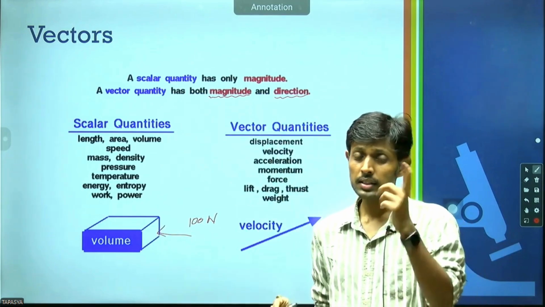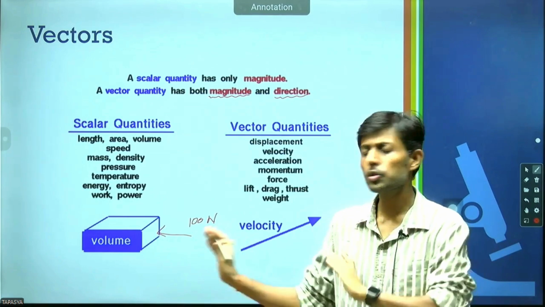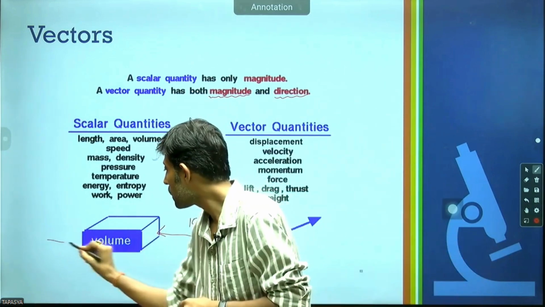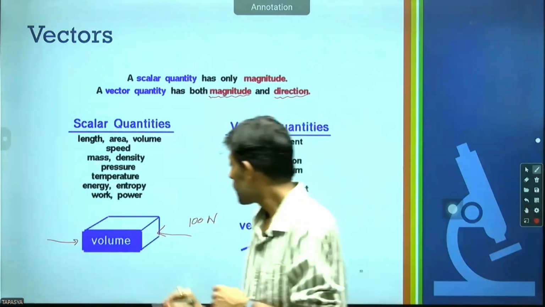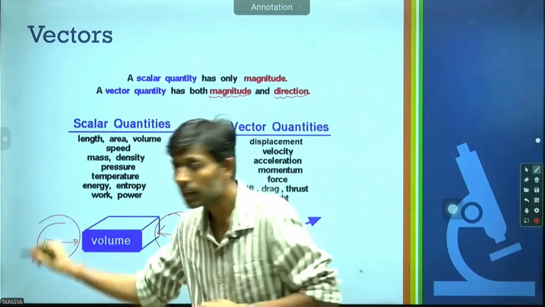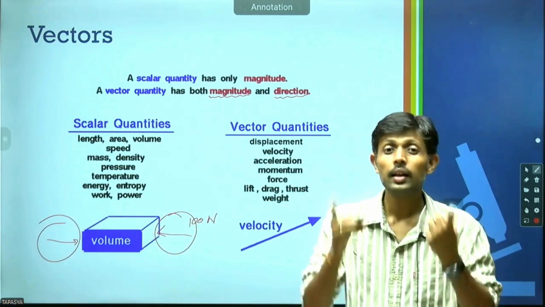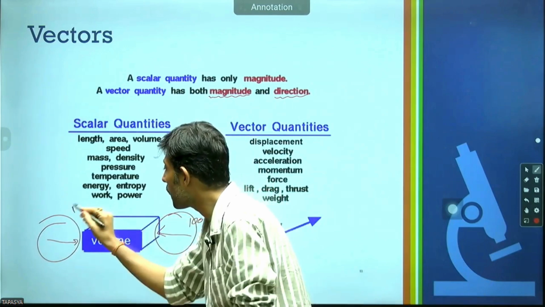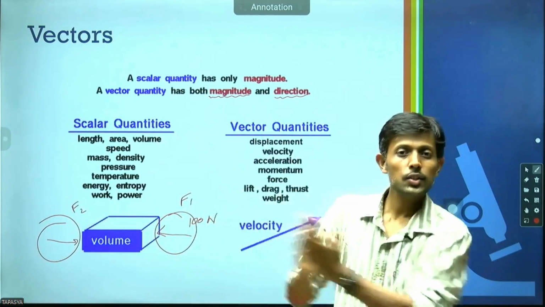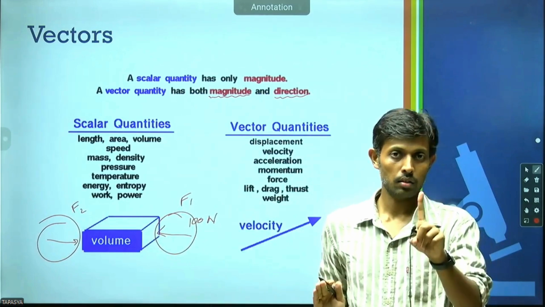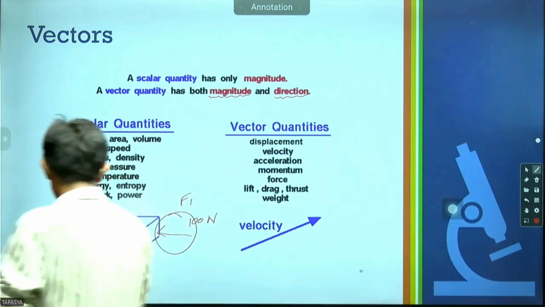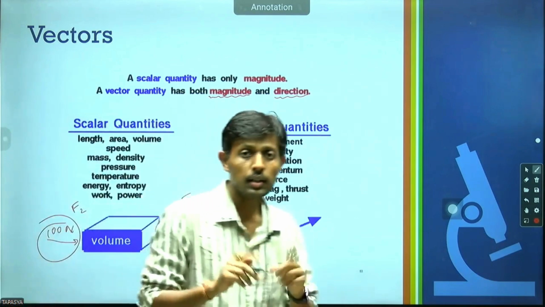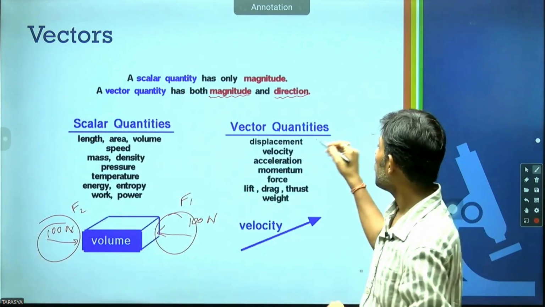If I call some other student and I again ask him to push this block with a force of 100 Newton, he might push it in this direction. So now these two forces are producing different effects. That means the cause, or these two forces, were also different. What makes these two forces different? The direction. Because the magnitude was 100 Newton for both. Direction was different, right? So such quantities are called vector quantities.